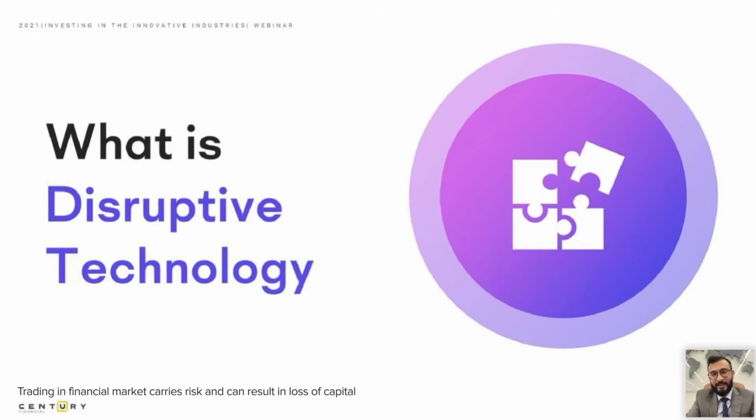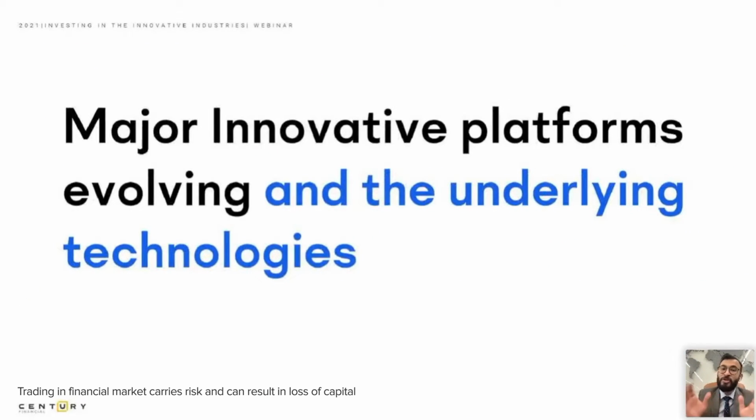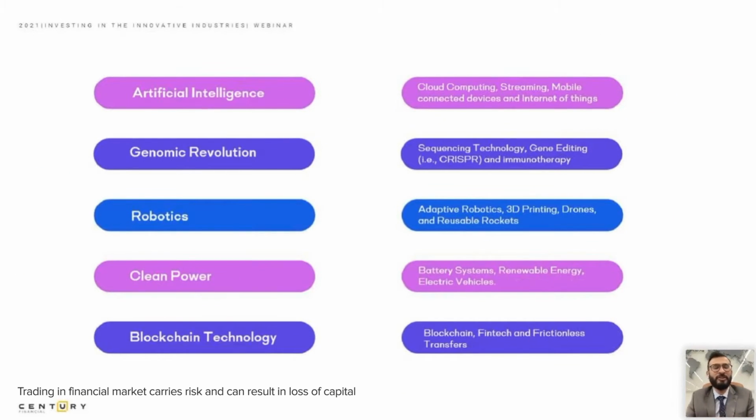Now there are a lot of such sectors which are existing, major innovative platforms evolving in the underlying technologies. Now let's look at some of these sectors: artificial intelligence, genomic revolution, robotics, clean power, blockchain technology. Now, let's understand each of these sectors. And I'm going to show you not only how this sector has transformed everything, which I'll also tell you which sector.